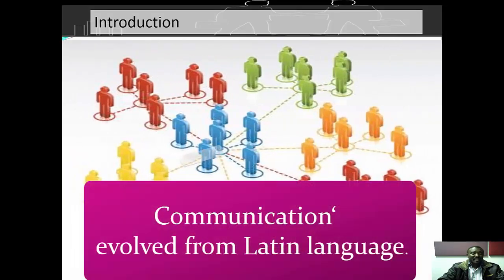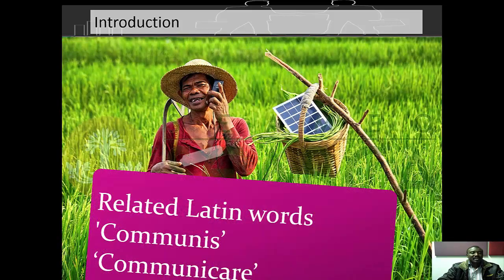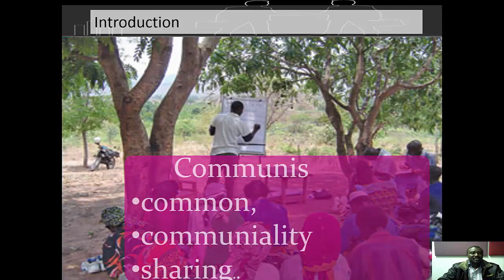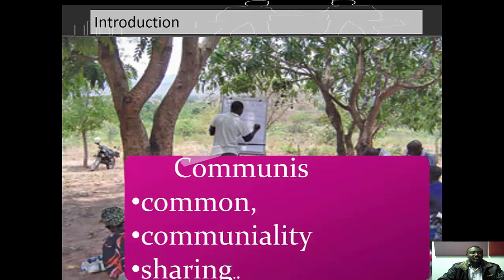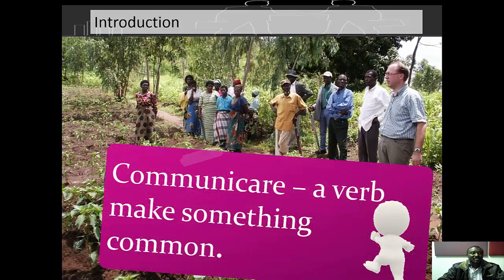Communication evolved from the Latin language, and there are two words that are related to this: communis and communicare. Communis has to do with something being common, commonality or sharing; it is a noun. The second one, communicare, is a verb, an action word, which has to do with making something common.